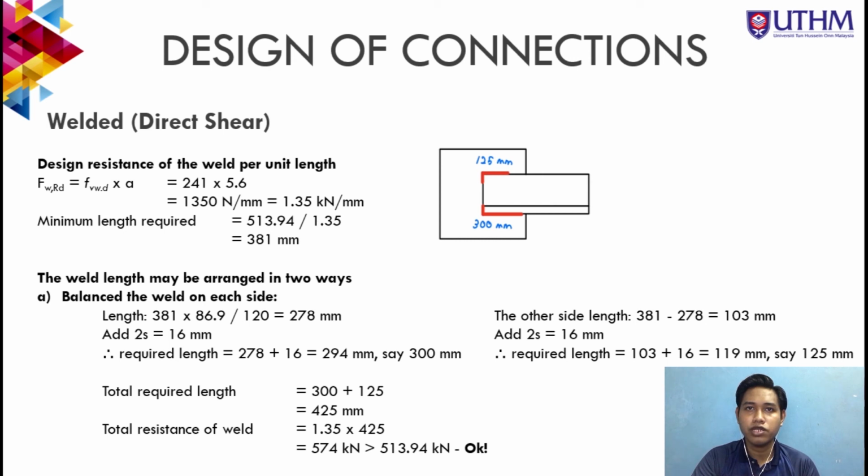So for the balanced weld on each side, on the first side, we calculate the length, and we got the length is equal to 271 mm. So the total required is equal to 294 mm, and we assume that the required length is equal to 300 mm. On the other side the length is equal to 103 mm, so the required length is equal to 190 millimeters, and we assume that the required length is equal to 125 millimeters. So the total required length is equal to 300 plus 125 millimeters, and we got the total required equal to 425 millimeters. And the total resistance of the weld is equal to 574 kilonewton.